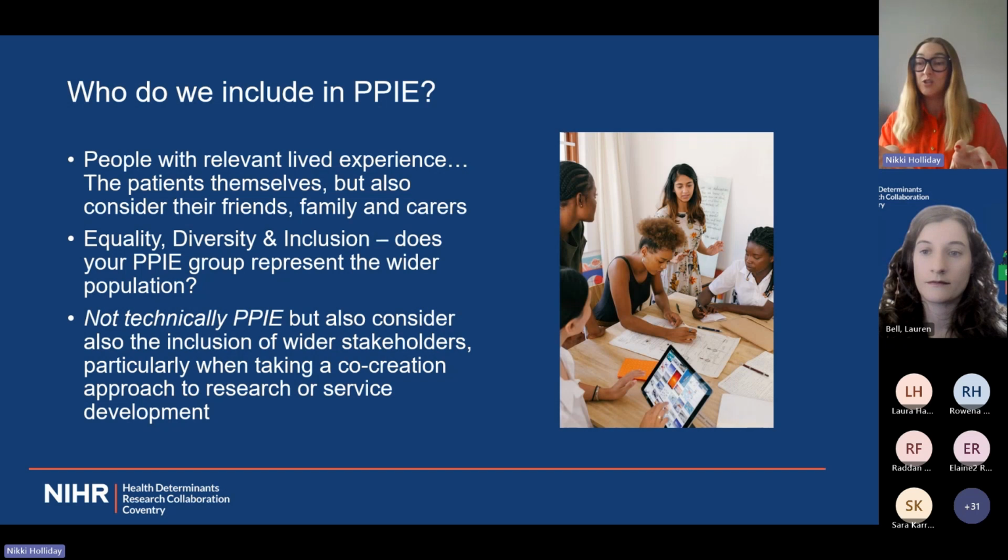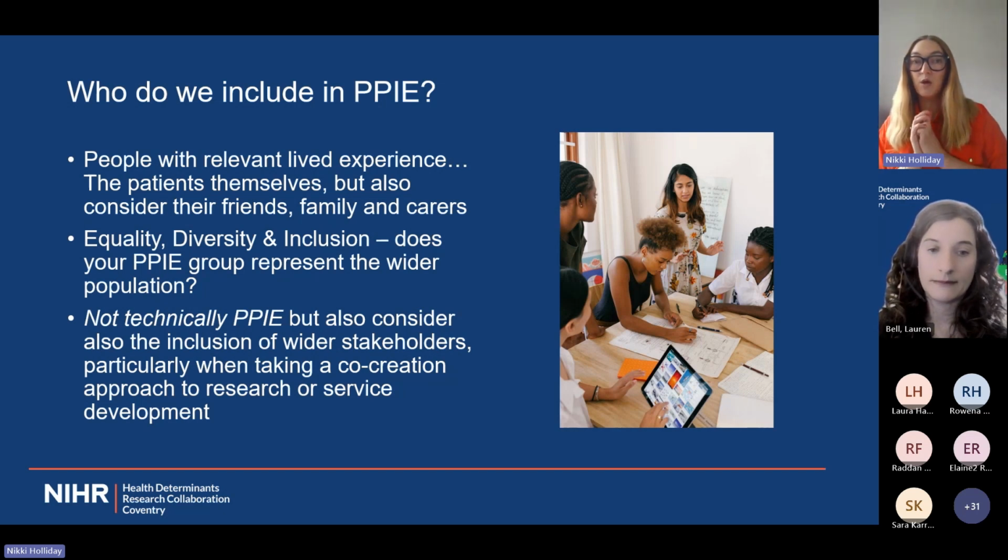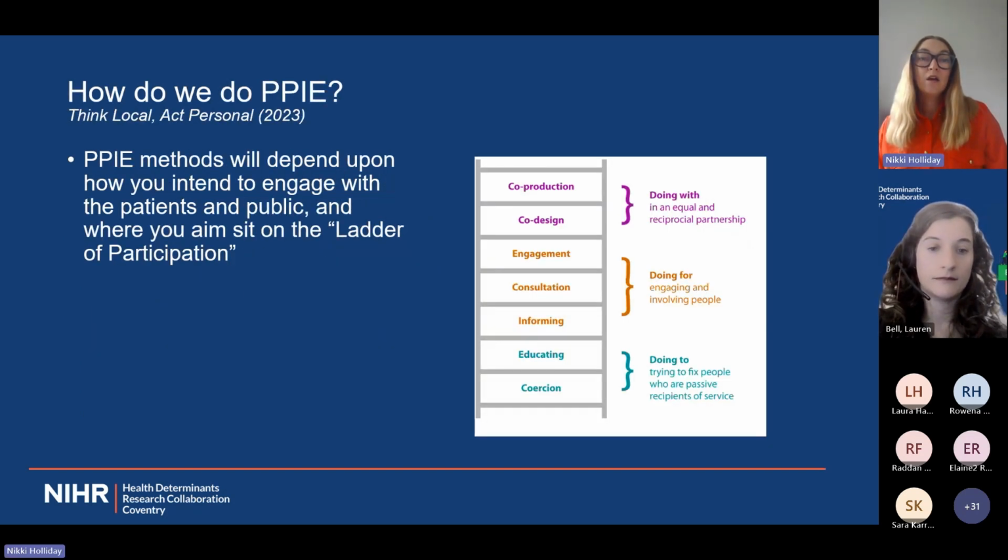outside of that research project when everything's finished, that can contribute to the success or the failure of the ultimate intervention. So as well as patients and the public, also think about all those people in the care pathway that might be involved, and that could be clinicians, receptionists, administrative staff. There's a wide range of people that could really have a say in how research is conducted, to develop interventions that really work in the real world. So how do we do patient and public involvement?